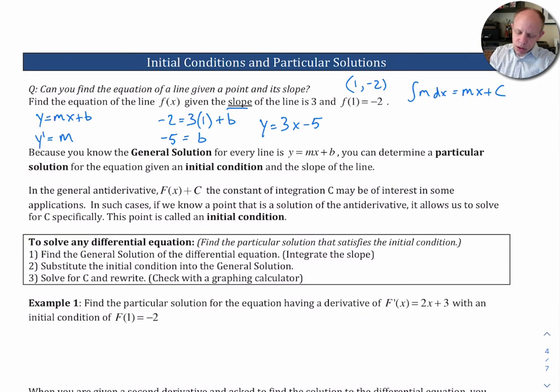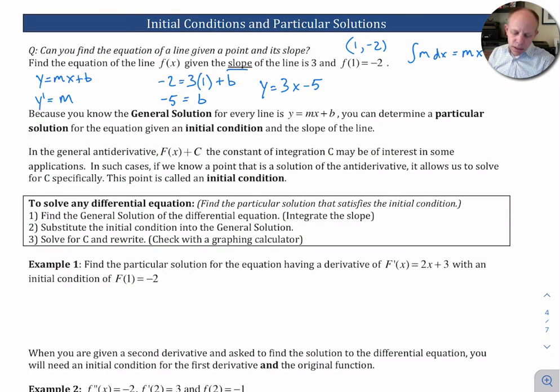And so because you know the general solution for every line is y equals mx plus b, you didn't even have to think about the antiderivative. But you can determine a particular solution for the equation given an initial condition and the slope of the line. And that slope of the line is actually the derivative of whatever function or equation we have. So in the general antiderivative, capital F at x plus c, that constant of integration c could be of interest in some applications. In such cases, if we know a point that is a solution of the antiderivative, it allows us to solve for c specifically. And this point is called an initial condition.